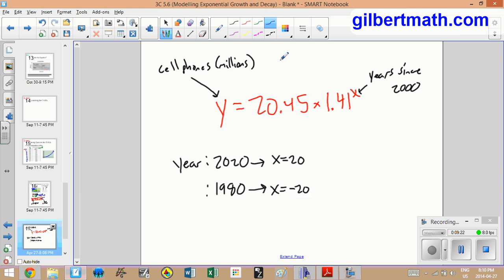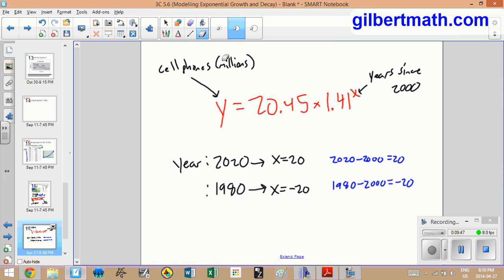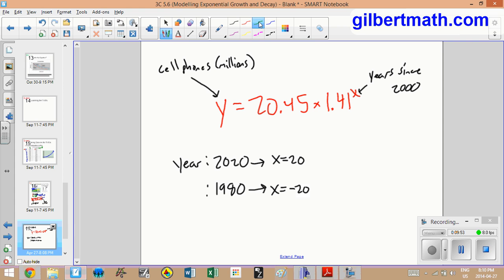The shortcut to all of this is whatever year you're looking at. So let's say we're doing 2020. You subtract the initial value, and you get 20. We're doing 1980. You subtract the initial value, and you get negative 20. So again, whatever year you're interested in, you subtract the original, and that will tell you what your x value is going to be. So I'm just going to go ahead and erase that. And you might want to take a note somewhere on there about these years going forward and backward.